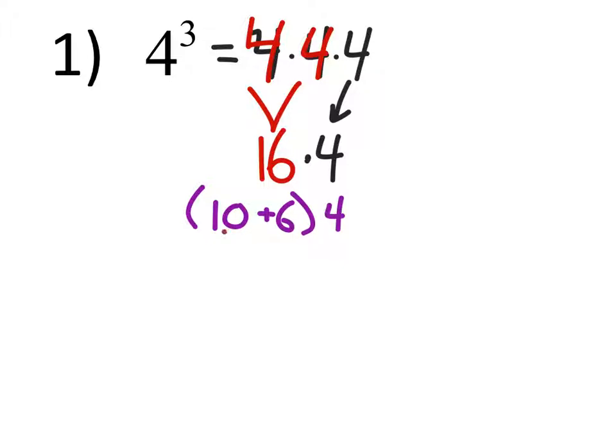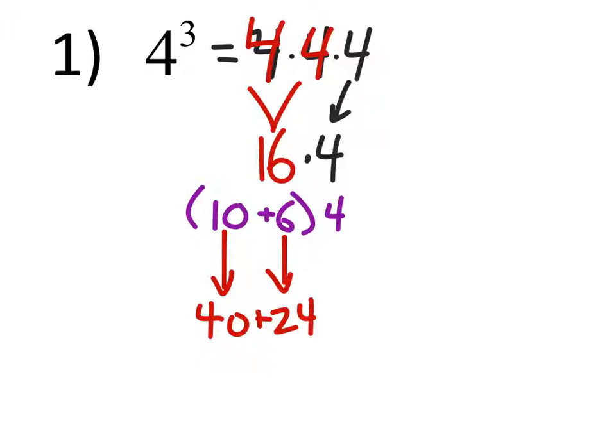So if I had 4 groups of 10, what would I have? 40, right? 10, 20, 30, 40. Well, if I had 4 groups of 6, what would I have there? 4, 8, 12, 16, 20, 24. So we're going to add these two together.